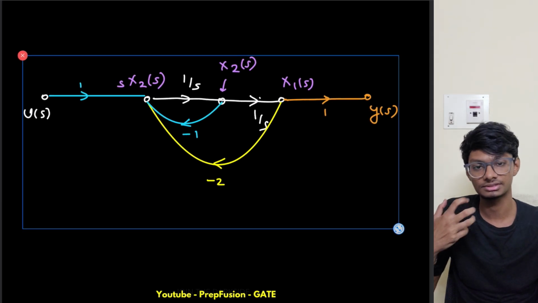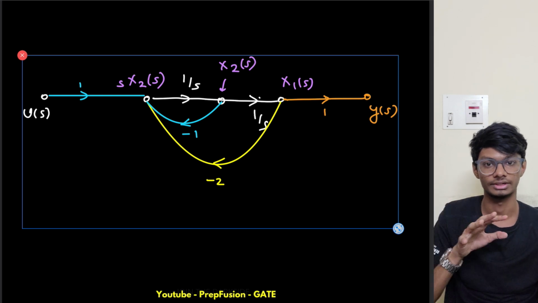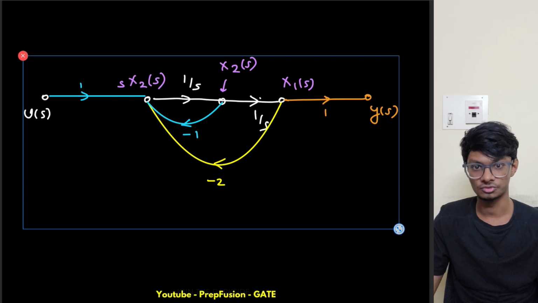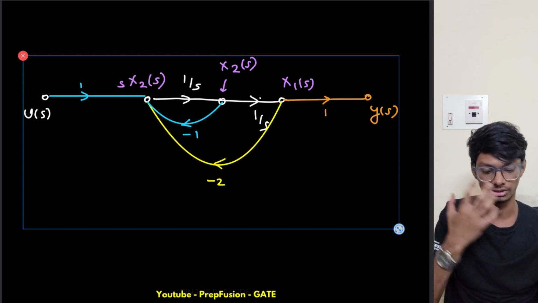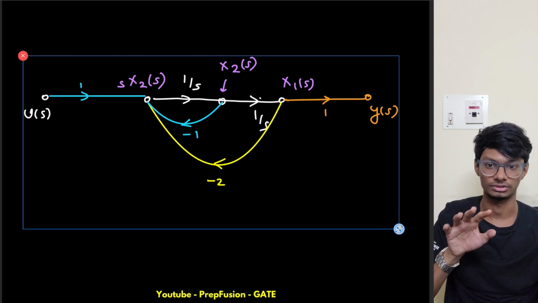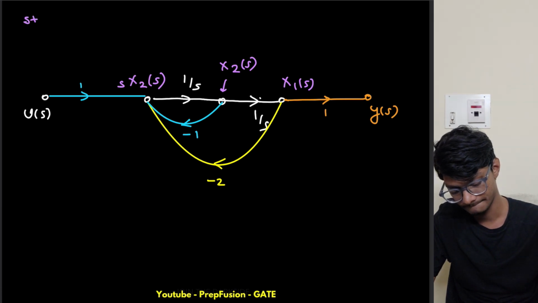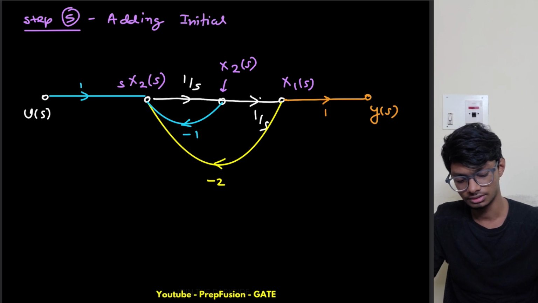So this is a method that you have to remember to draw the state diagram. If you don't want to solve it using basics from method 1, this is a shortcut, but you have to remember this method. When you have to add a few things, the initial conditions will be added at the end, adding initial conditions.